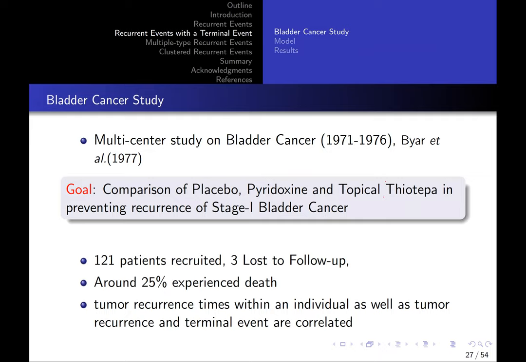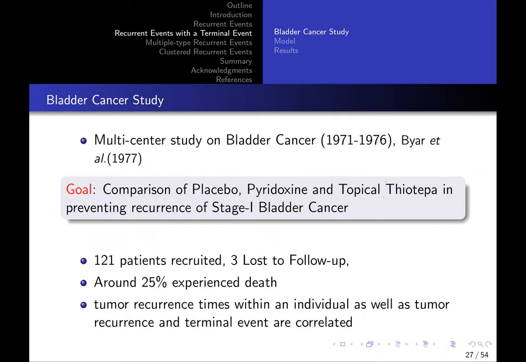The models, whatever I specified before, talked about the scenario where the censoring is non-informative censoring. There is no terminal event. It's under the assumption that there is no dependent censoring. What I mean by it, there are situations where you have a terminal event which can truncate your event of interest.